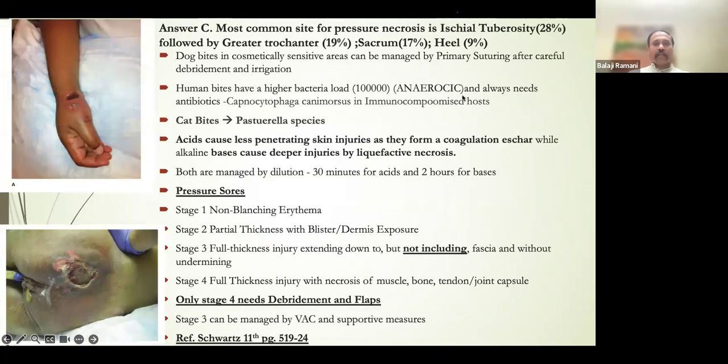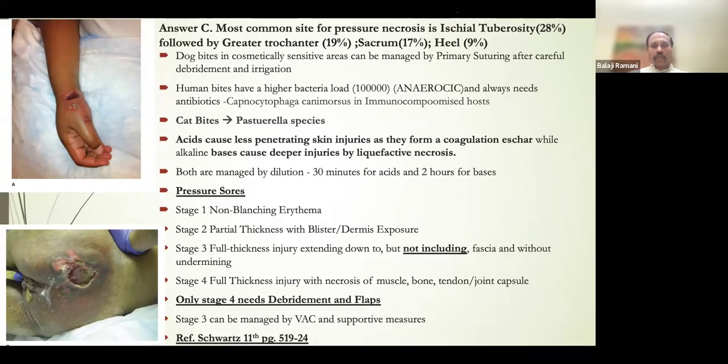The answer here is, though we might all think that the most common site is actually the sacrum, we find that in literature, at least in Schwartz, almost 30% is in the ischial tuberosity. I have actually practically seen it mostly in the sacrum. That, according to me, is the most common. But they have mentioned clearly that in Schwartz, ischial tuberosity is the most common, followed by the greater trochanter, and then the sacrum. So sacrum is only third in the list according to Schwartz.